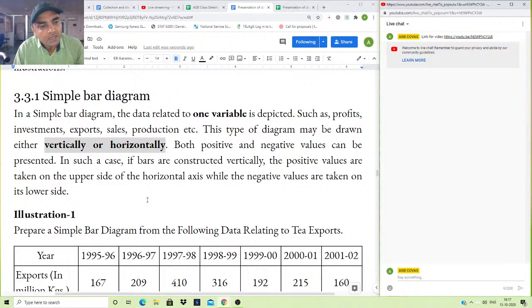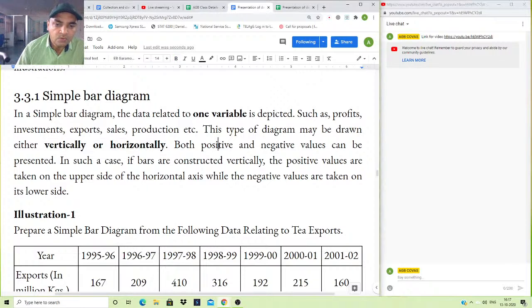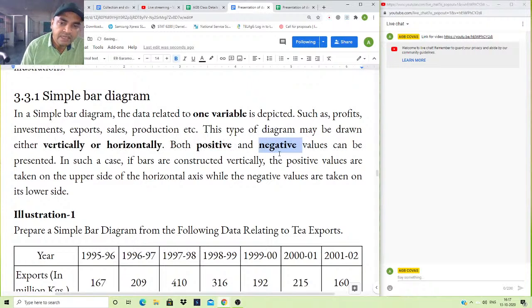Both positive and negative values can be presented in this type of diagram, and you can show it in the horizontal as well as the vertical way. If a bar diagram is constructed vertically, the positive values will be taken on the upper side of the horizontal axis and the negative values on its lower side.